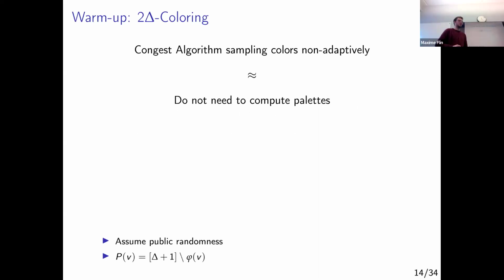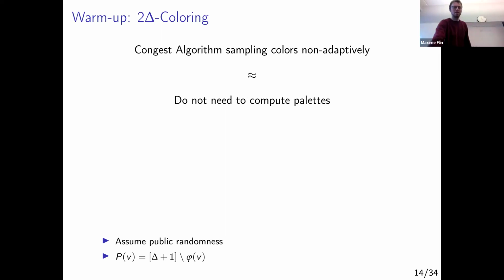Okay, so let's start with an easy one. I'm giving you two delta colors, so much more than what you're supposed to do. This is just to get some idea of how we prove this palette sparsification theorem, even distributively. And the point I want to make is that then you'll get the CONGEST algorithm.